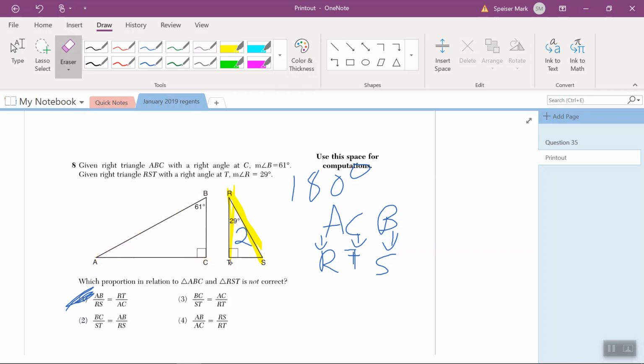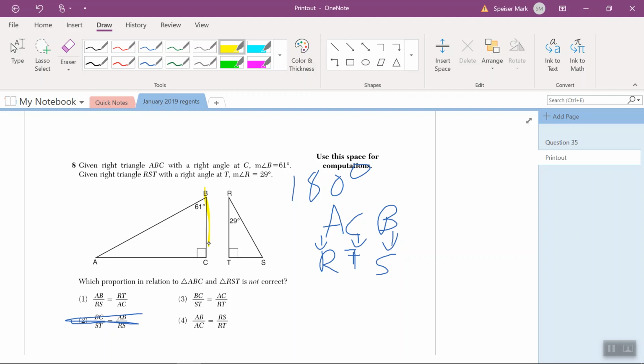On to choice number 2. BC matches with ST. That's correct. AB matches with RS. That is perfectly correct. So that cannot be the answer. As of right now, choice 1 is our only candidate. On to choice 3.